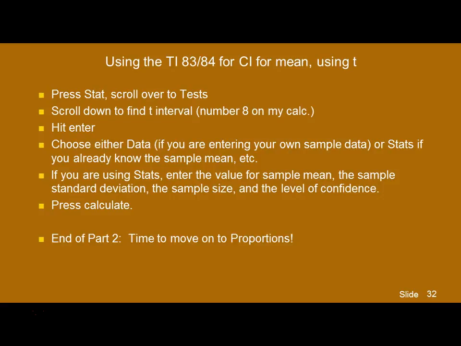And once again, what if you want to do this on a TI 83 or 84 calculator? Well, you can do that. Press the Stat button, scroll over to Tests. This time scroll down, probably onto the next screen, till you get to number 8 that says T interval, and choose it. Again, you have a choice between data and stats. Now, in the problem that we just did, where we gave you what I call the raw data, and you had to calculate the mean and standard deviation yourself, you would choose data.